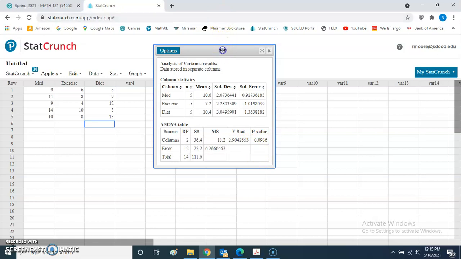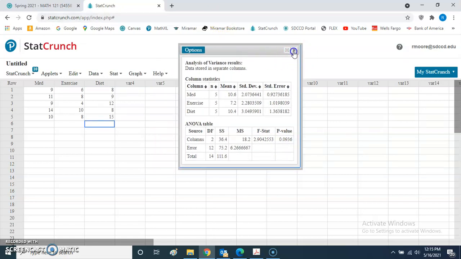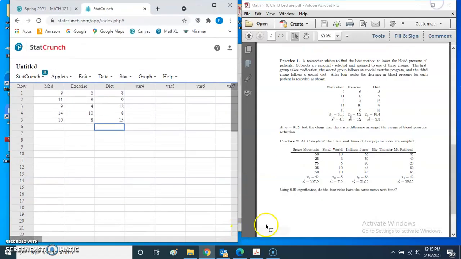Okay, cool. Let's do this again, but for the data for practice problem 2. So I'm just gonna pull this up here. Okay, we're gonna get rid of this. This is gonna be Space Mountain: 50, 25, 75, 35, 50. Small World, try not to mix those up: 10, 5, 5, 10, and 10.